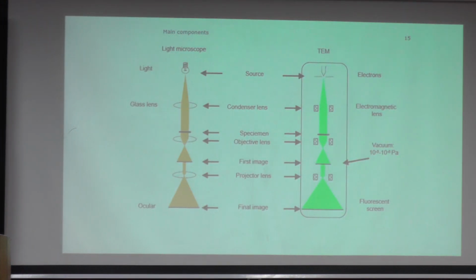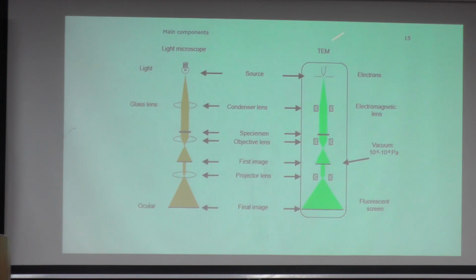Let's look and compare what we need. First I will start with the light microscope. Maybe you have already used one during your work. The light microscope needs a light source. Then it needs some lenses, glass lenses. And then it needs an ocular, so there you can observe your image.